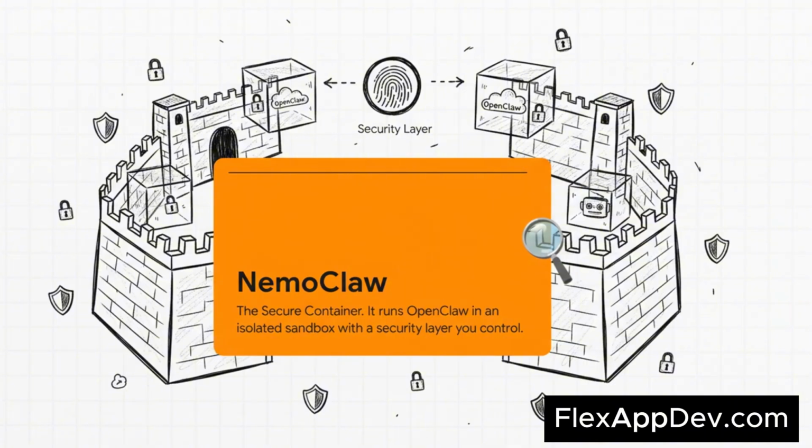Next is NemoClaw. And if OpenClaw is the brain, then NemoClaw is its high-tech, super secure office building. It takes that AI agent and puts it inside a completely isolated container, a sandbox. Every single thing it tries to do, whether it's accessing a file or making a network call, has to go through a security layer that you control. You get to approve every visitor and every phone call.